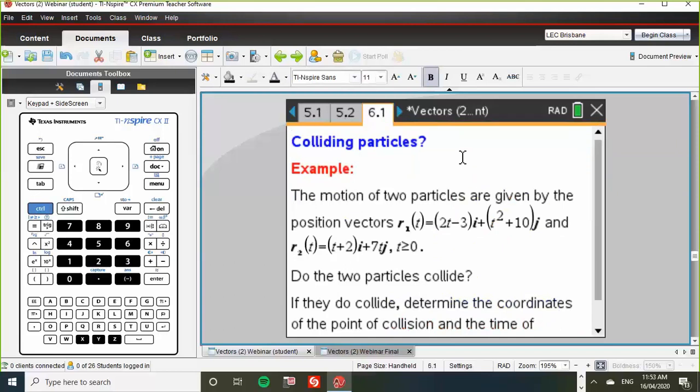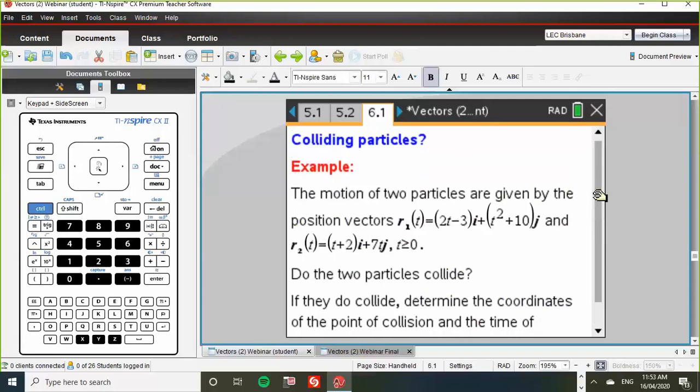You can probably predict in the mind of the teacher here that if in the first example the particles don't collide, then in the second example they do collide. Be that as it may, the motion of two particles is described by these two position vectors. So do these two particles collide? And if they collide, determine the coordinates of the point of collision and the time of collision.